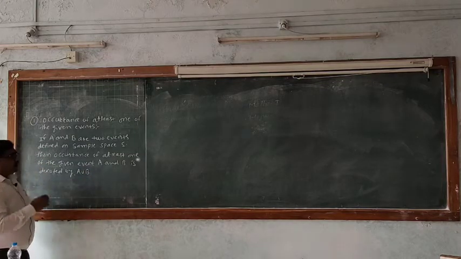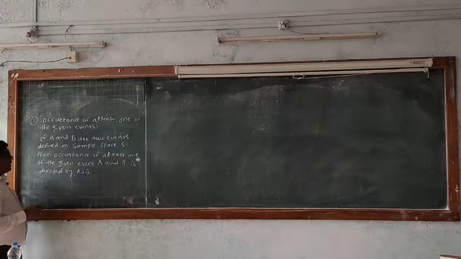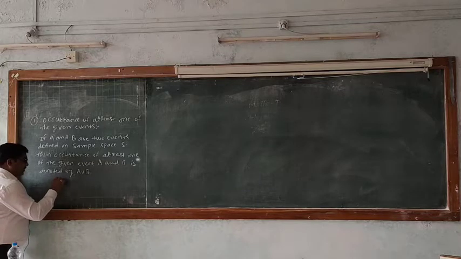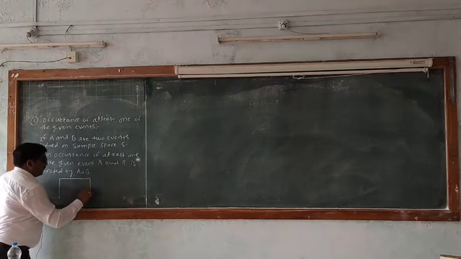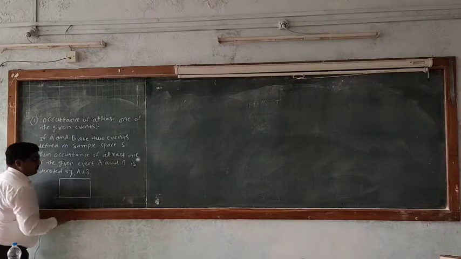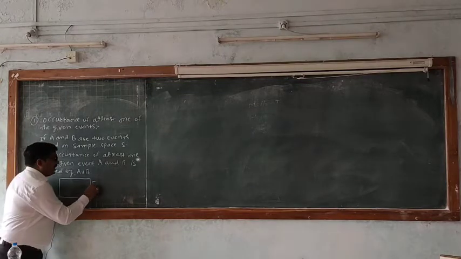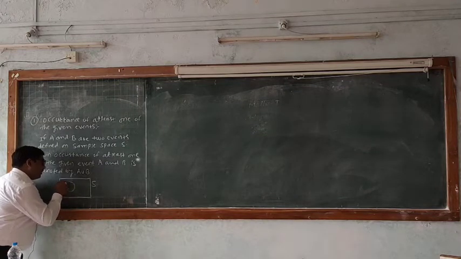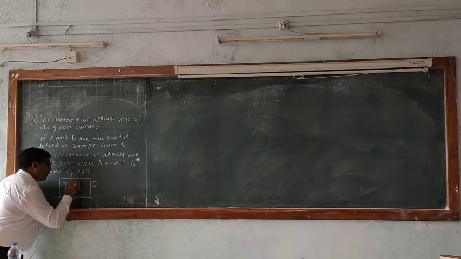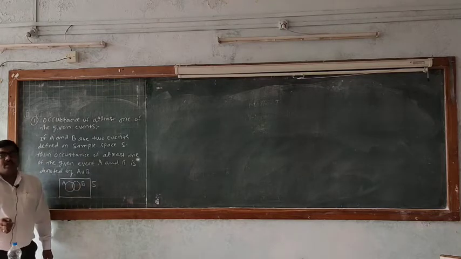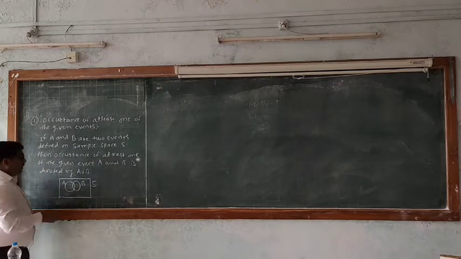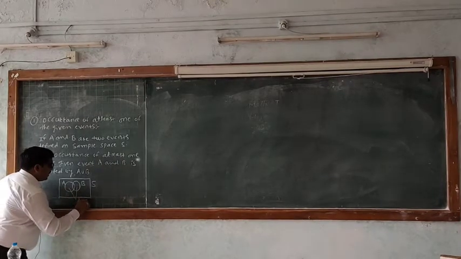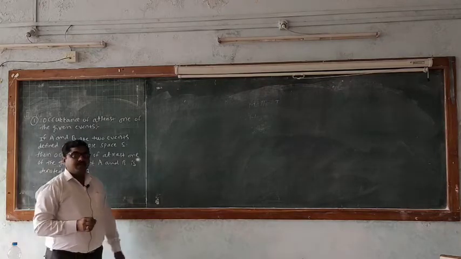And the Venn diagram is for this information. You know the Venn diagram, right? This is your S or omega. This is your A and this is B. And this is called A union B, right, student?